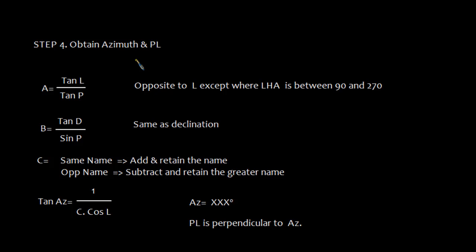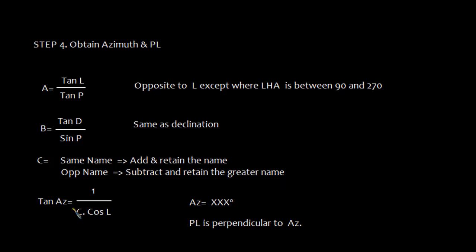Now let's talk about the next step, that is step 4. We need to obtain azimuth and position line. Well, it's pretty simple. A is equal to tan latitude upon tan P, and here it is named opposite to latitude except if our angle is between 90 and 270 degree. Similarly, we need to find B, which is tan D upon sin P, and this is named as declination. Now if A and B are of the same name, then you add and retain the name. If they are of opposite name, then you subtract and retain the greater name.